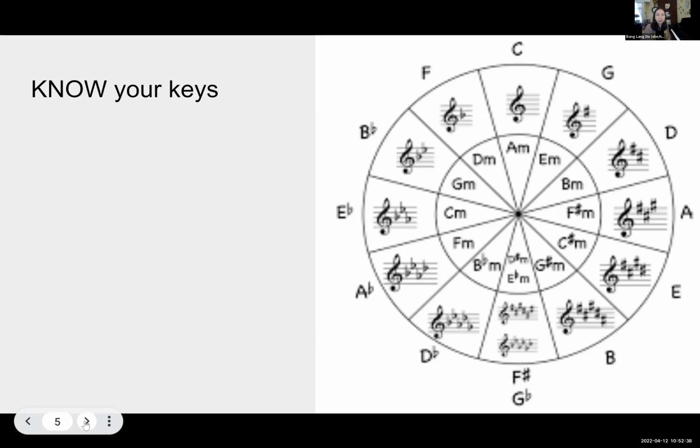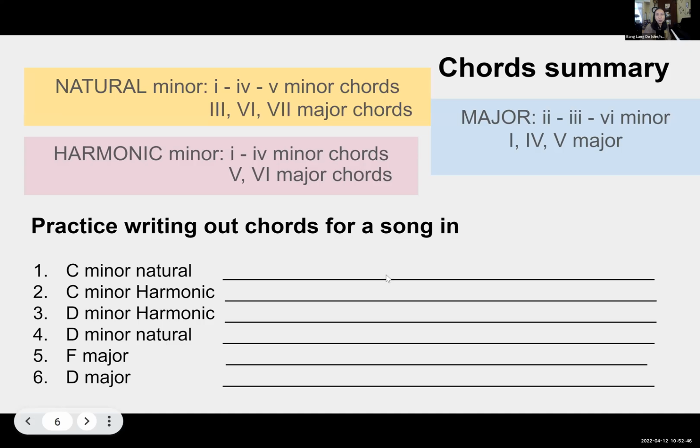Okay, and then review of your circle of fifths. You should know that, to know your keys. You should review this slide also. If you are in a song in major, you can use these chords: major 1, 4, 5, 2, 3, 6, major, minor in a major key, etc.